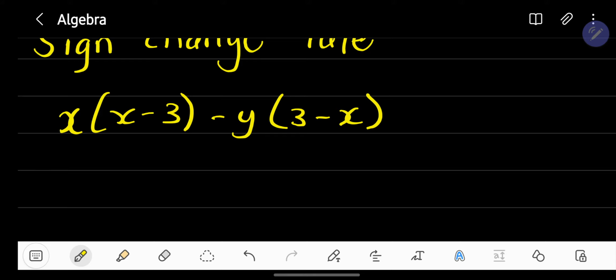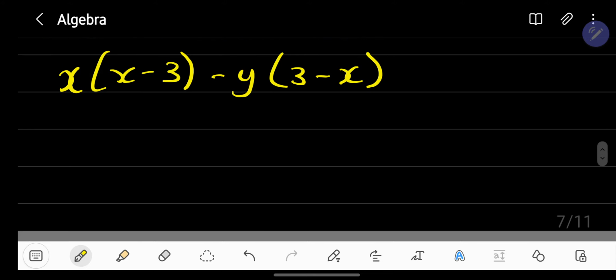Since we don't have anything common, what we have here is similar. Okay, x minus 3 and 3 minus x, they are similar. They are not the same. But with the sign change rule, you can make them the same. How are you going to make them the same? Please pay attention. You are going to say x into x minus 3. That one you can leave just like that.